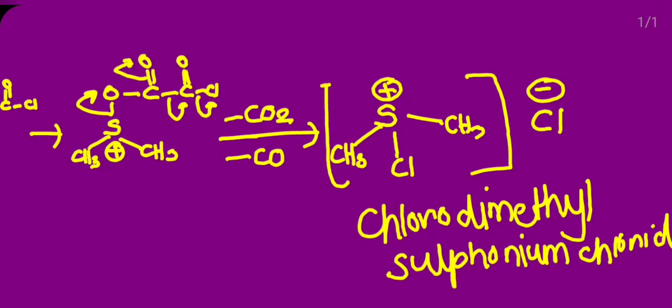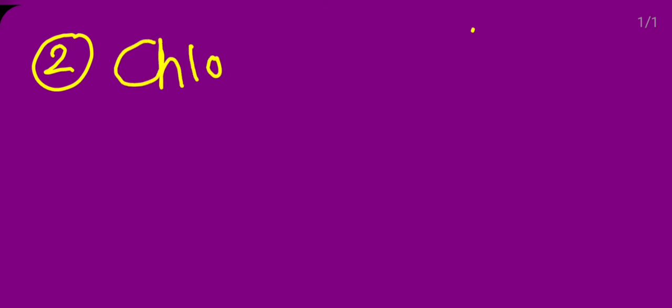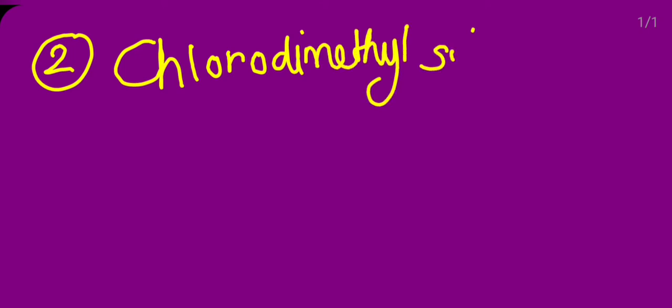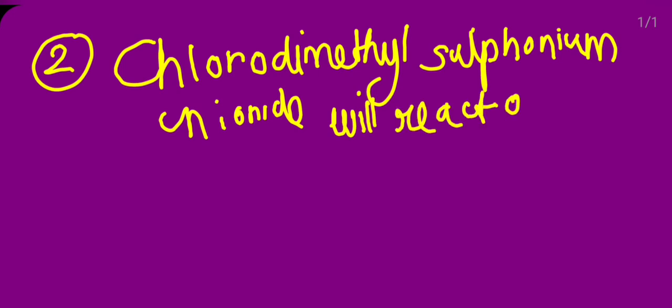Now this is our main reagent, which we will use in the second step. The second step is that this chlorodimethylsulfonium chloride will react with our alcohol molecule. Now what will be the next step over here?